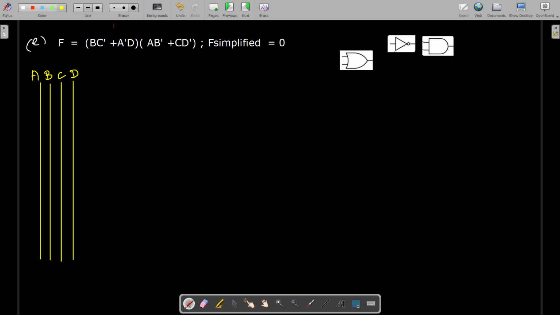Now we start with the first term. The first term is BC dash plus A dash D. So for that we have to take the connection from B first, then C dash. So take the connection from here and give it to one inverter. At the output we get C dash. These two must be combined using a two input AND gate. So at the output we get BC dash, isn't it?